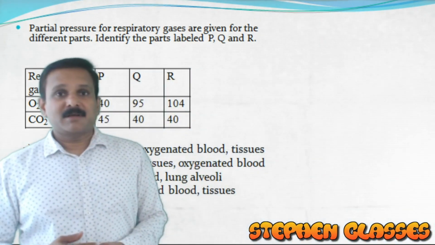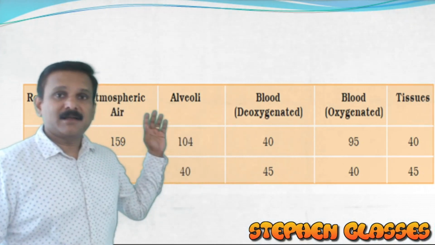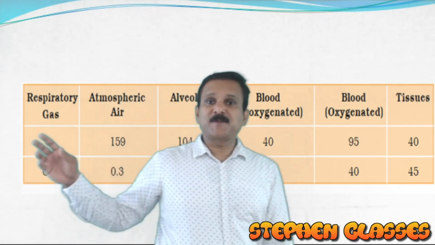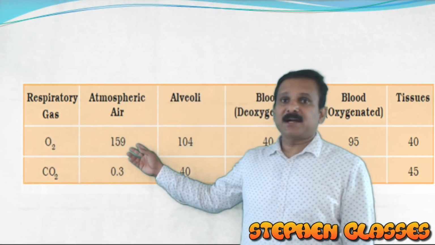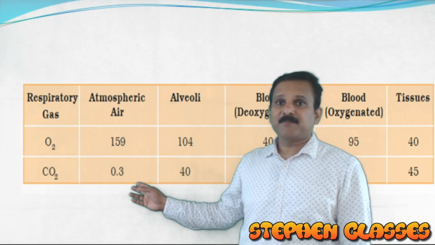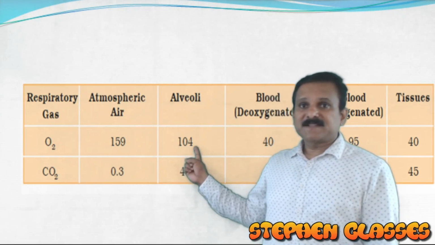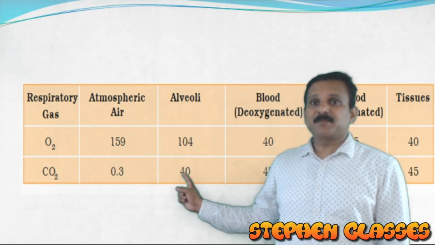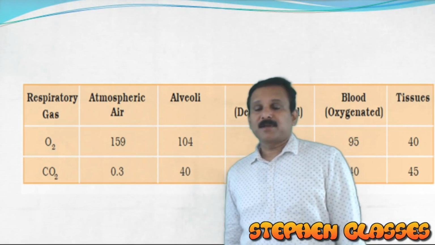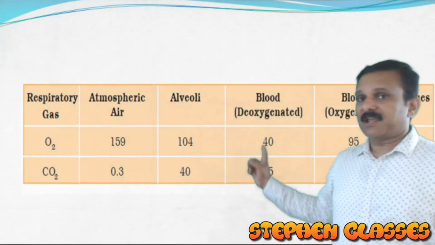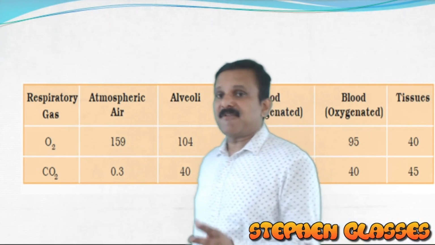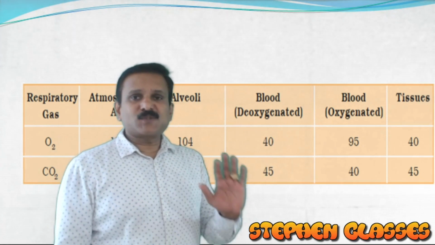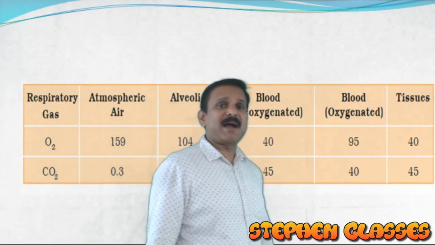So in this table given in your NCERT book, it is very clear what the PO2 and PCO2 are in different regions. First of all, in the atmospheric air, the PO2 will be 159 and PCO2 0.3. In alveolar air, the oxygen partial pressure will be 104 millimeters of mercury and 40 millimeters of mercury of PCO2. In deoxygenated blood, it will be 40 and 45. In oxygenated blood, it will be 95 and 40. And in tissues, it will be 40 and 45. So these values you should have by heart.